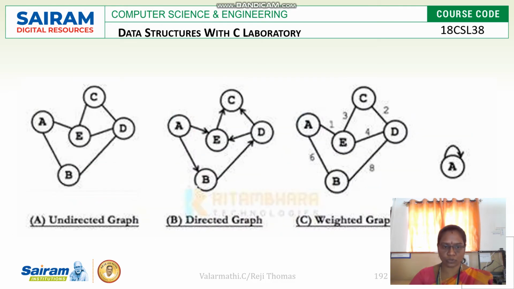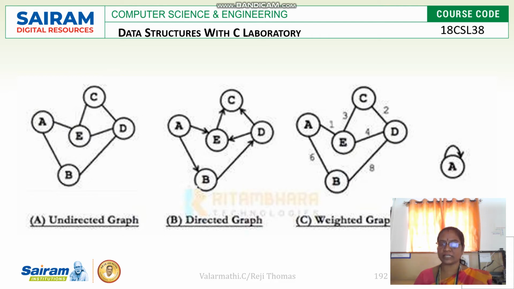There are some types of graphs available. The first type is the undirected graph. If there are no directions from one node to another node, that kind of graph is called an undirected graph. Then a directed graph is a little different from the undirected one. There is a directed edge from a source node to a destination node. If the connection is directed, that kind of graph is called a directed graph.